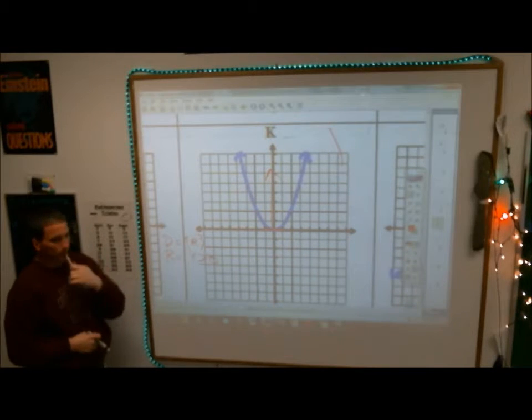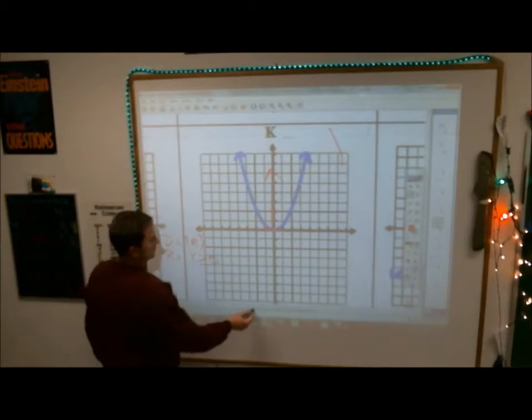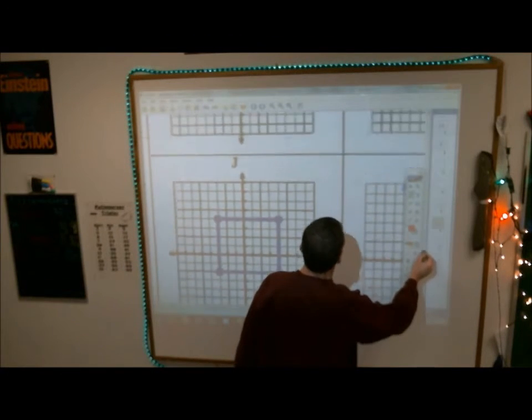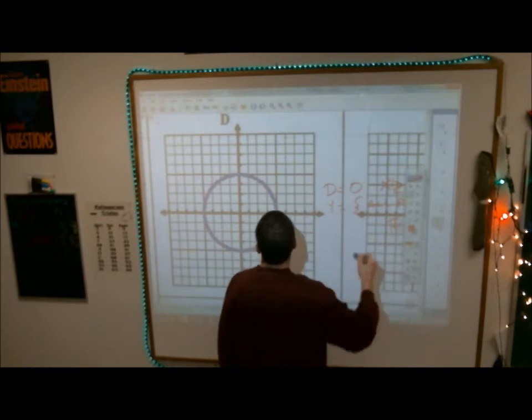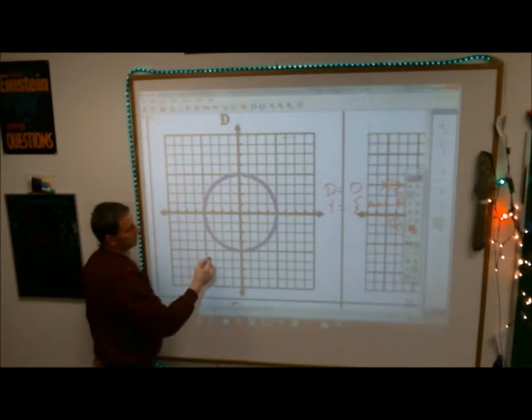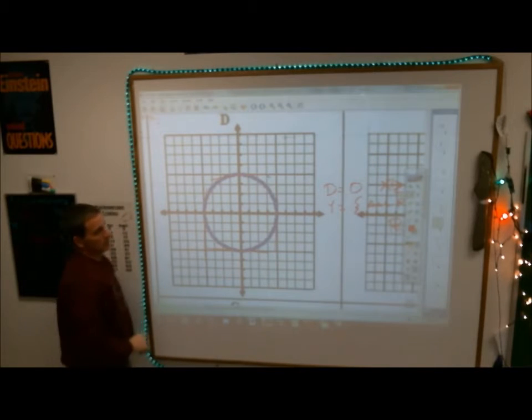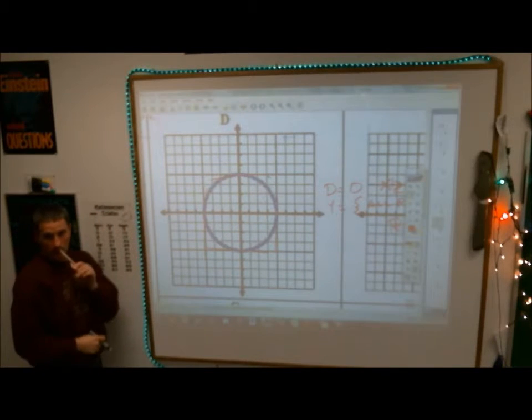Circle should be easy because a circle is just, where is a circle? Circle is up. It just goes, here's your X values, and here's your Y values. Oh. That makes sense.